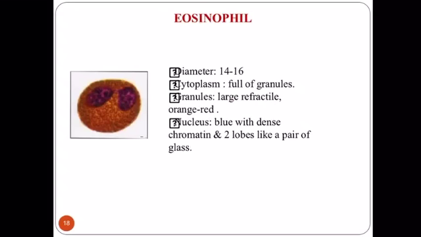Eosinophil. The diameter is 14 to 16 micron. Cytoplasm is full of granules, which are orange in color, refractile granules. Nucleus is often bilobed and stained blue with dense chromatin. Often you can see the spectacle-shaped nucleus. This is an eosinophil.